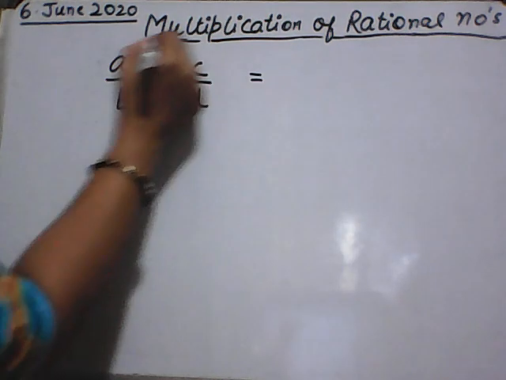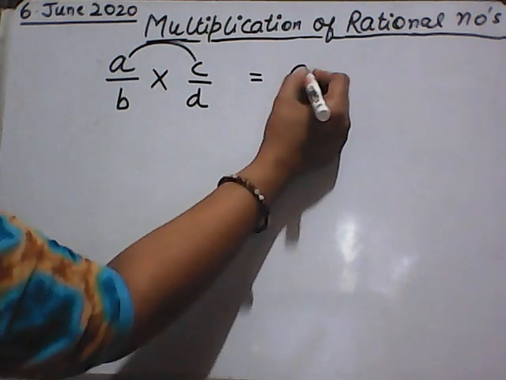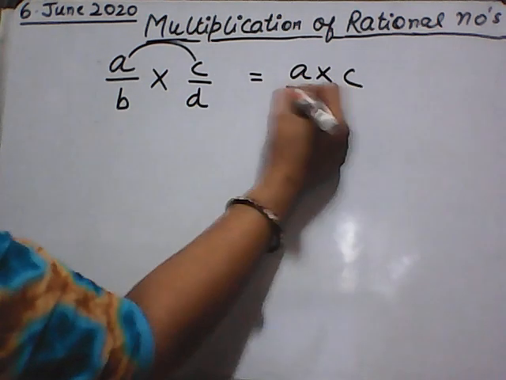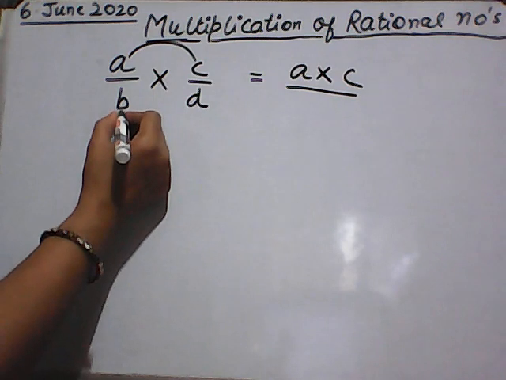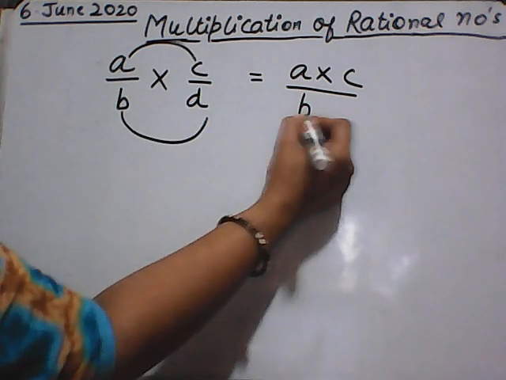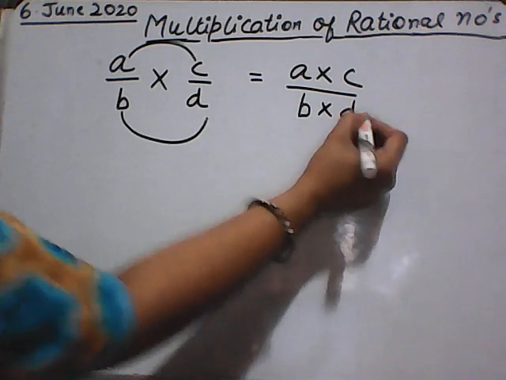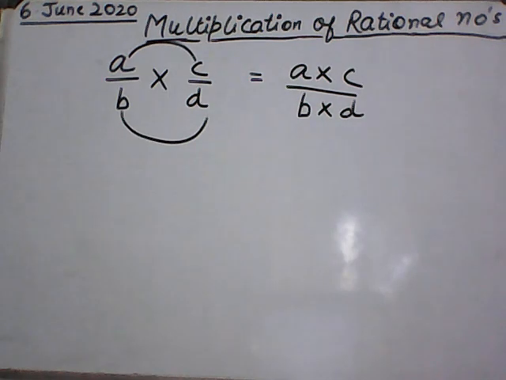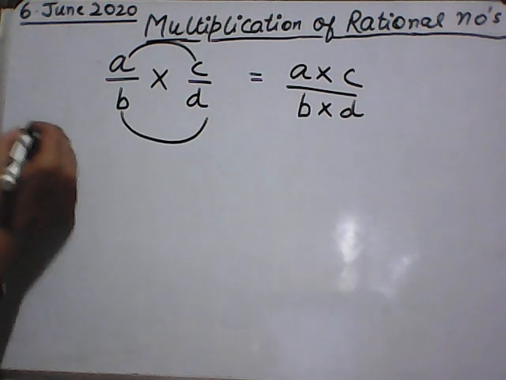Multiply the numerator with the numerator of the rational numbers, and multiply the denominator of the first rational number with the denominator of the second rational number, b multiply by d. In this way, you can find the product of two rational numbers. Let's take question number 1.